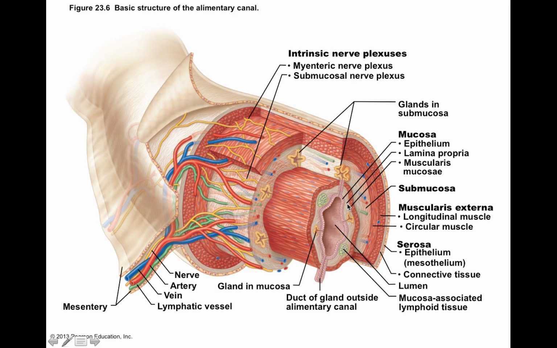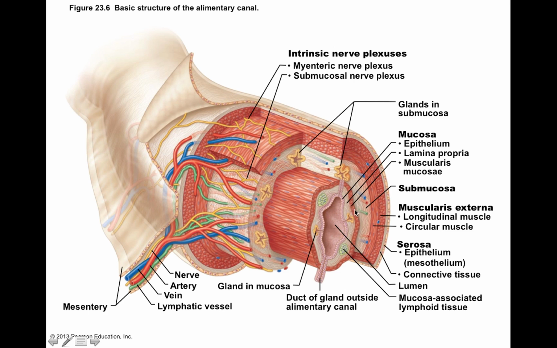Now, deep to that, we have a little bit of connective tissue, which we call lamina propria. If you guys remember, lamina propria is actually loose areolar connective tissue. And so this loose areolar connective tissue has a lot of ground substance that can nourish the avascular epithelium here.